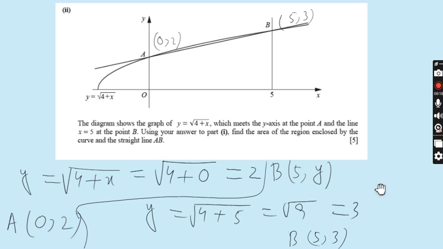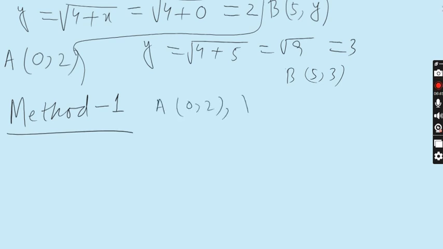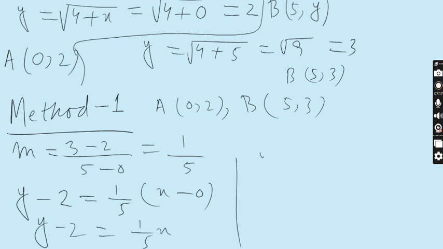Now the first method. I am writing here method number 1. For this we have to find the equation of the straight line AB. Coordinates of A are 0 comma 2, coordinates of B are 5 comma 3. First find the gradient. The formula of gradient is y2 minus y1 upon x2 minus x1: 3 minus 2 is 1, 5 minus 0 is 5. Then the equation of a straight line is y minus y1 equals m times x minus x1. You can take any point, A or B. I am taking A. So y minus 2 equals 1 upon 5 x, or y equals 1 upon 5 x plus 2. This is the equation.